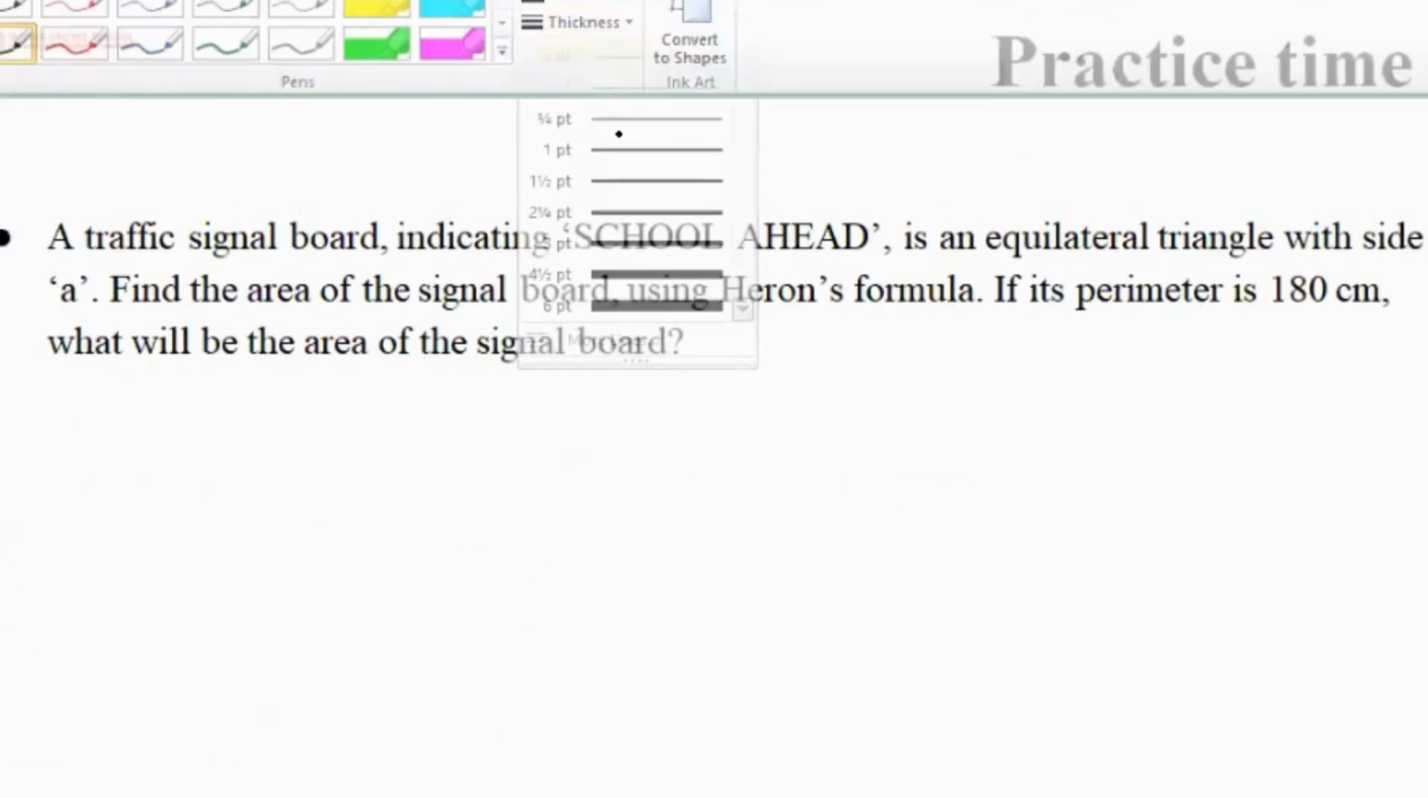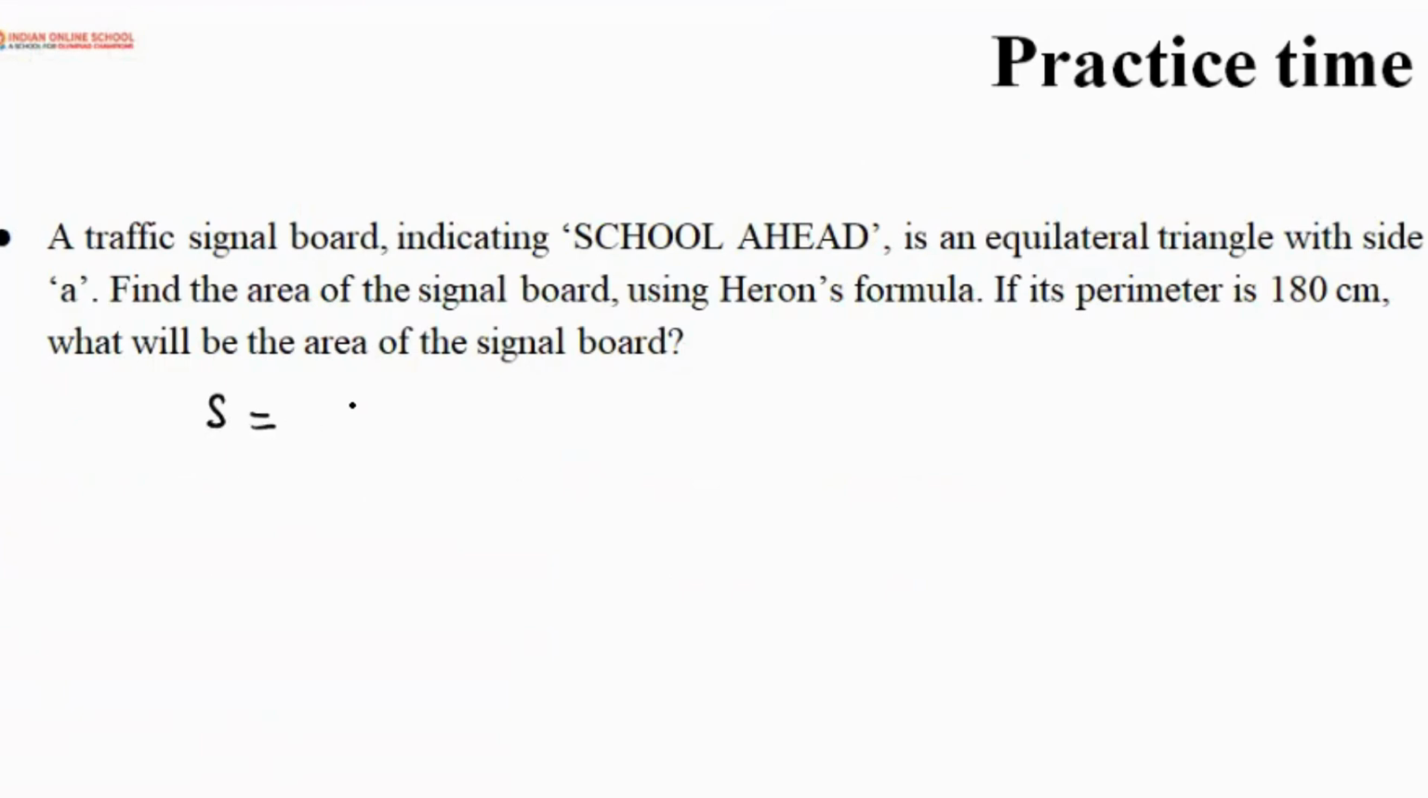So for finding the area, the first step is you are supposed to find S. That has to be 60 plus 60 plus 60 by 2, correct? And when you are doing it, you will be getting 180 by 2, which gives you 90. Now you need to put 90 in the formula. At the place of S, you are supposed to put 90. Root of 90 into 90 minus 60, into 90 minus 60, into 90 minus 60. Try to simplify it.